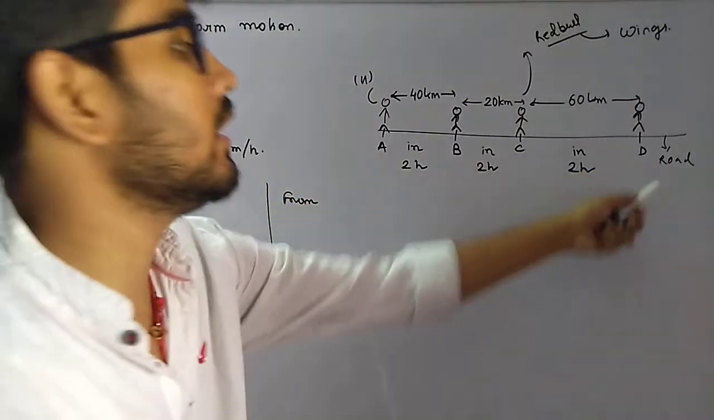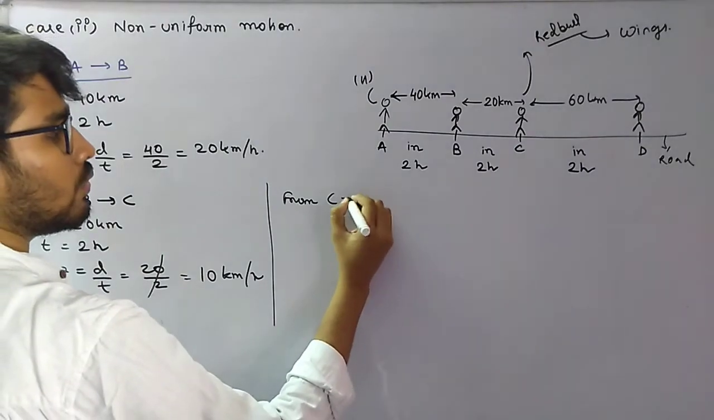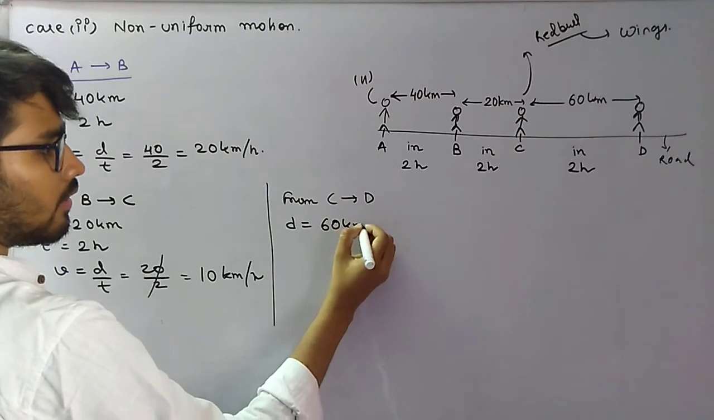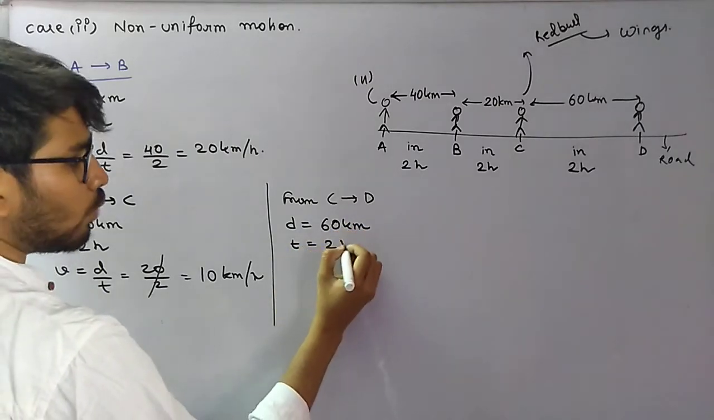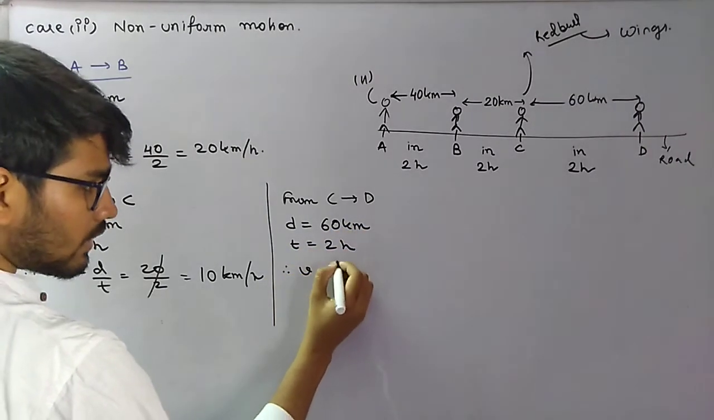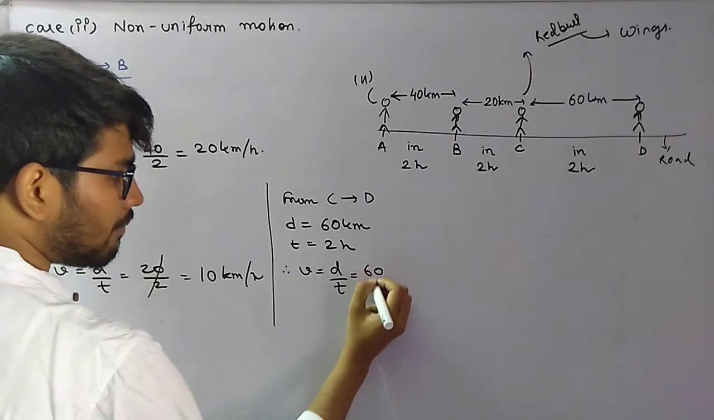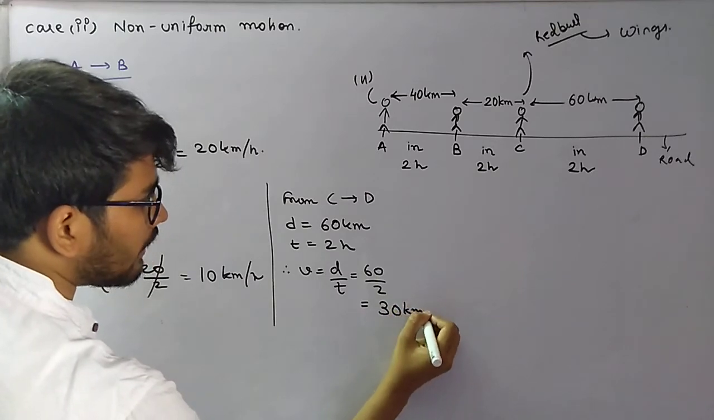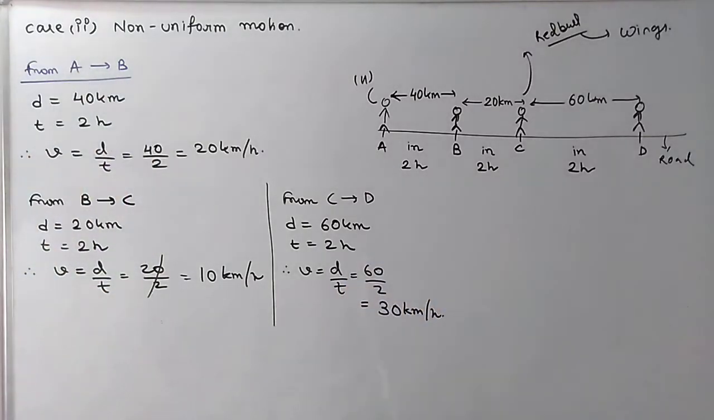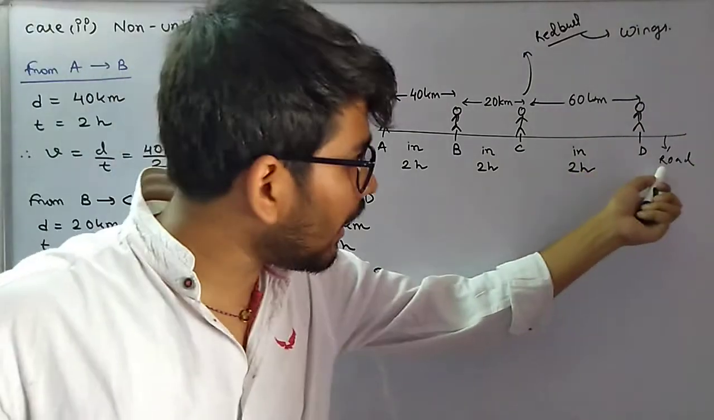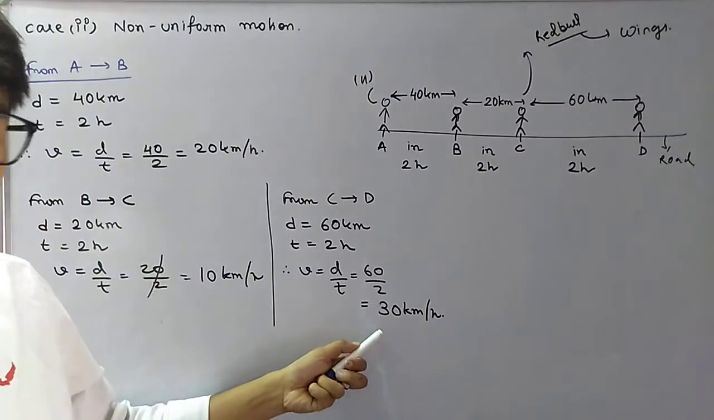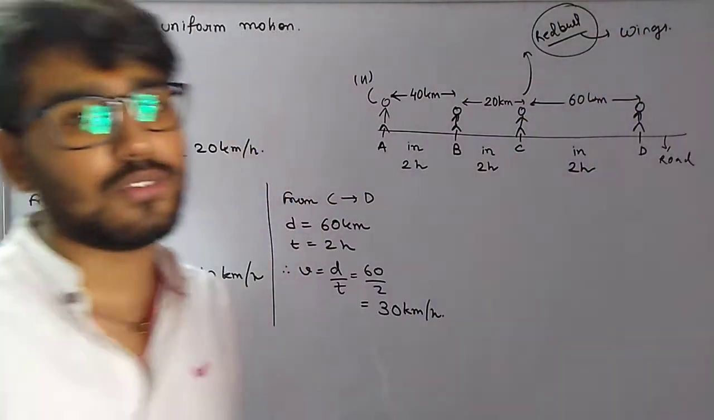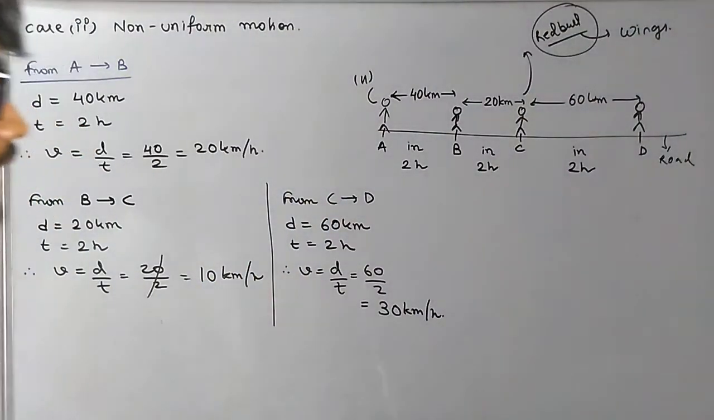Finally, from C to D. Distance traveled is how much? 60 kilometer, in the same time, t equals 2 hours. Therefore, speed is equal to distance by time, which is 60 by 2, which is equal to 30 kilometer per hour. That is, in the third part, he moved at a speed of 30 kilometer per hour. Why? Because he had Red Bull. Okay, jokes apart, we are not interested in that.